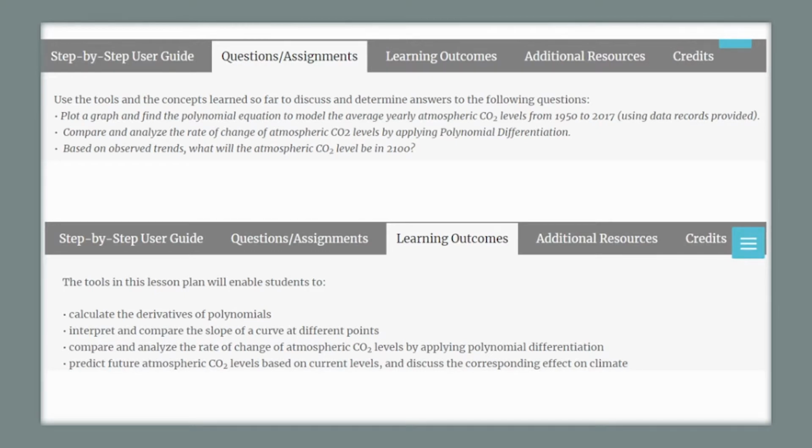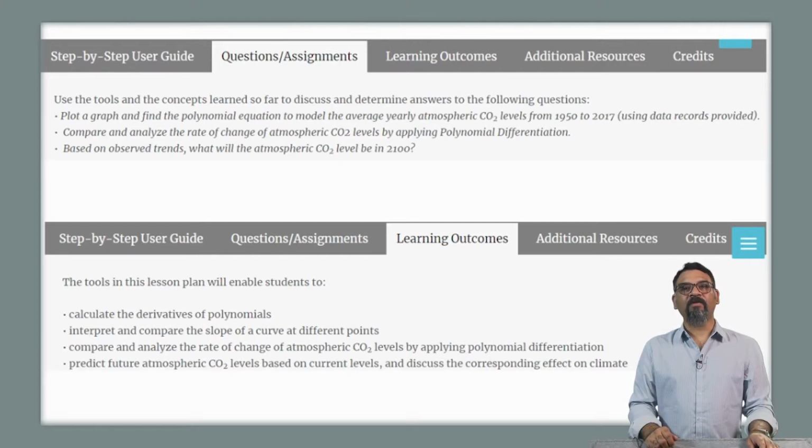Questions and assignments that you can ask your students through the use of this lesson plan include: plot a graph and find the polynomial equation to model the average yearly atmospheric CO2 level from 1950 to 2017. Compare and analyze the rate of change of atmospheric CO2 levels by applying polynomial differentiation. Based on observed trends, what will be the atmospheric level in the year 2100?